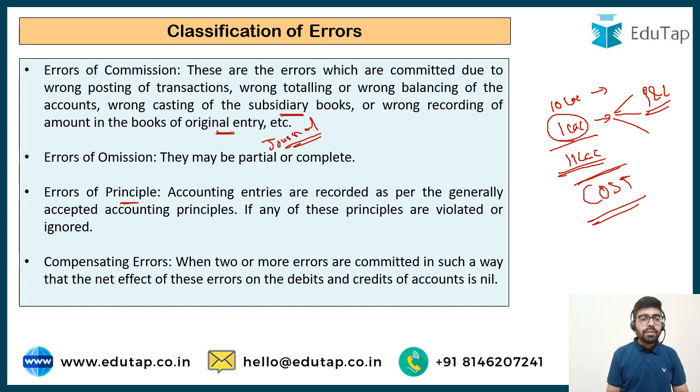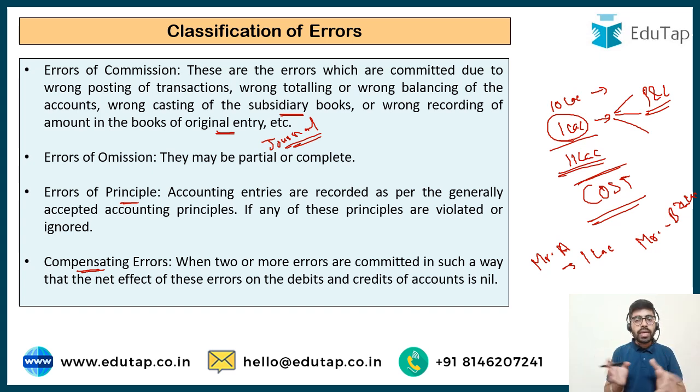Then is compensating error. Now compensating error is a very interesting kind of error. You are making two errors and one error is compensating another error. You bought furniture from Mr. A worth rupees 1 lakh, and you bought furniture from Mr. B worth rupees 2 lakh. What you did, you made the opposite entry of the transaction. You recorded 2 lakh in Mr. A and 1 lakh in Mr. B. So these errors are ultimately going to compensate.